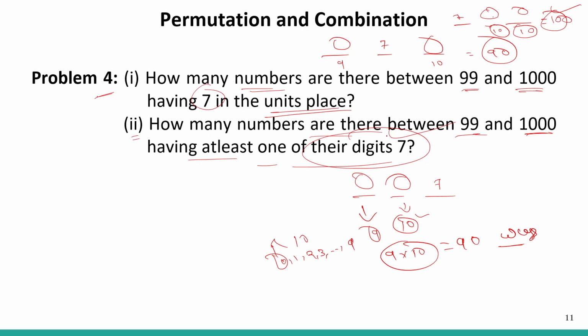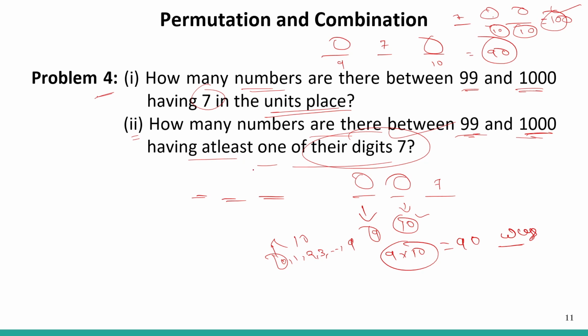How many numbers are there between 99 and 1000 having at least one of their digits 7? Okay, so now the question becomes a little bit trickier, but it is not really that tricky. You must be wondering that up to this we haven't used permutation or combination. This is the question where we will be using those concepts. Again between 99 and 1000, all you have is a 3-digit number. So you have a 100th place, a 10th place, and a unit place. What we want is at least one of the digits as 7.